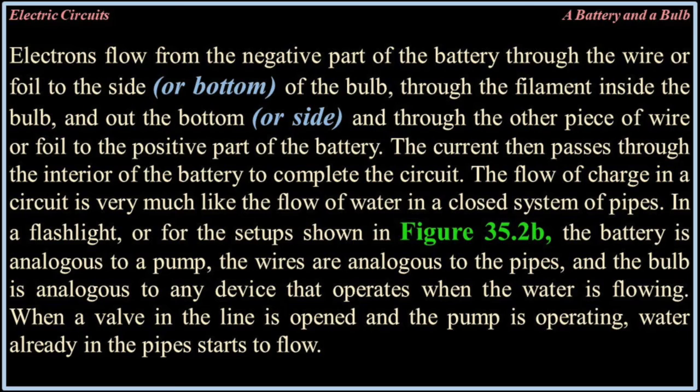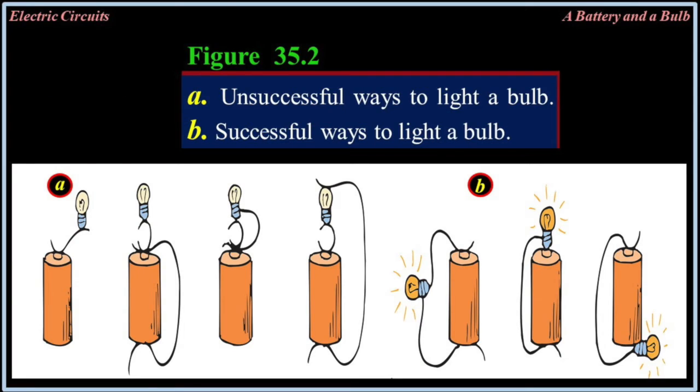The flow of charge in a circuit is very much like the flow of water in a closed system of pipes. In a flashlight, or for the setup shown in figure 35.2b, the battery is analogous to a pump. The wires are analogous to the pipes, and the bulb is analogous to any device that operates when the water is flowing.